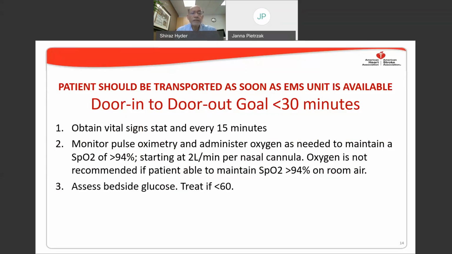Next, you need to assess their blood glucose. Low blood sugars can also mimic stroke symptoms.